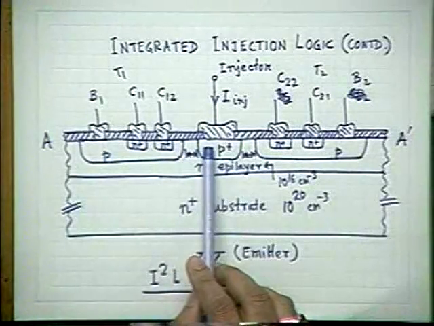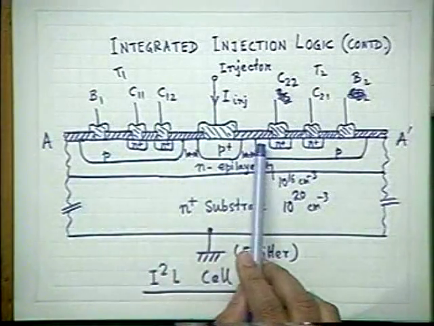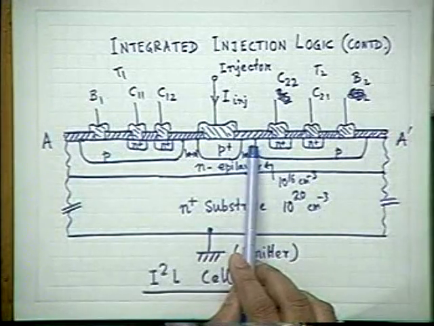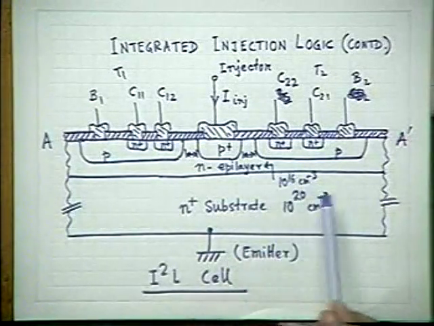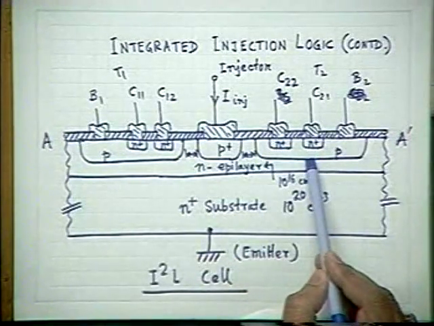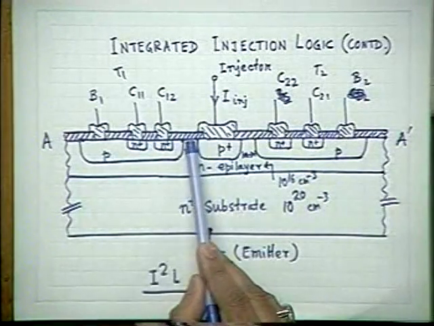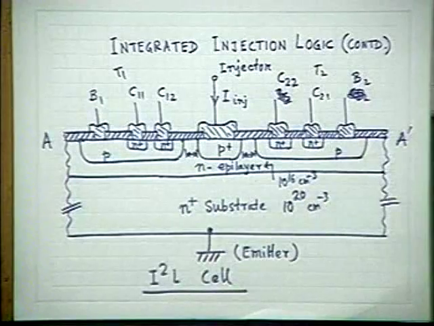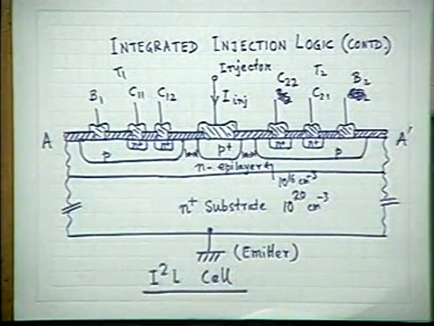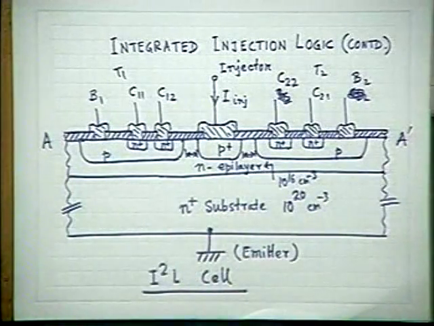But unfortunately, it is a lateral PNP transistor. The base width cannot be as small as that in a vertical transistor. In a vertical transistor, the base width can be controlled precisely, and it is usually less than a micron. Whereas in the lateral transistor, the effective base width is very difficult to make very small because everything is controlled by MOS geometry.